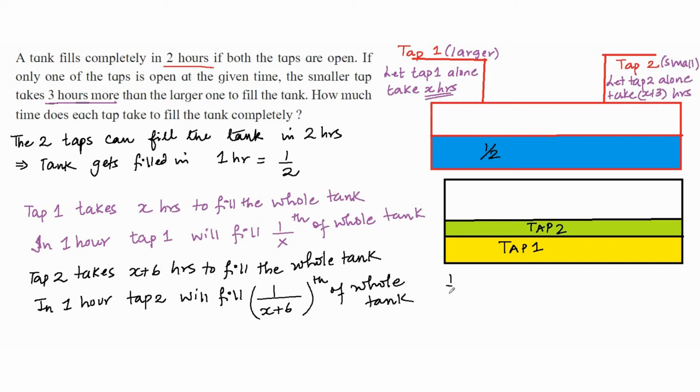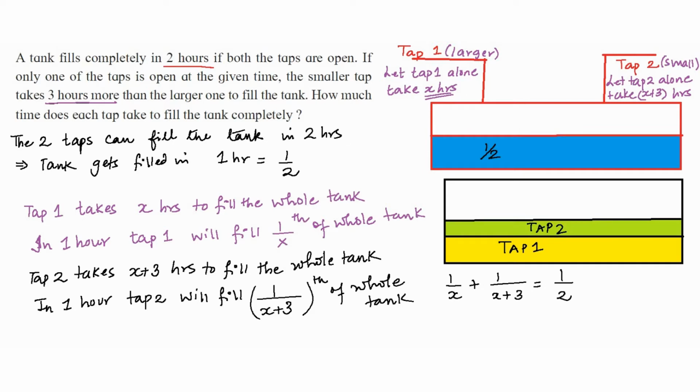Therefore the equation that I can frame is 1 by x plus 1 by x plus 6. Instead of 6 it should be 3, right? It should have been 3 here, right? So x plus 3 is the time, not x plus 6. So 1 by x plus 1 by x plus 3 is basically equal to half.